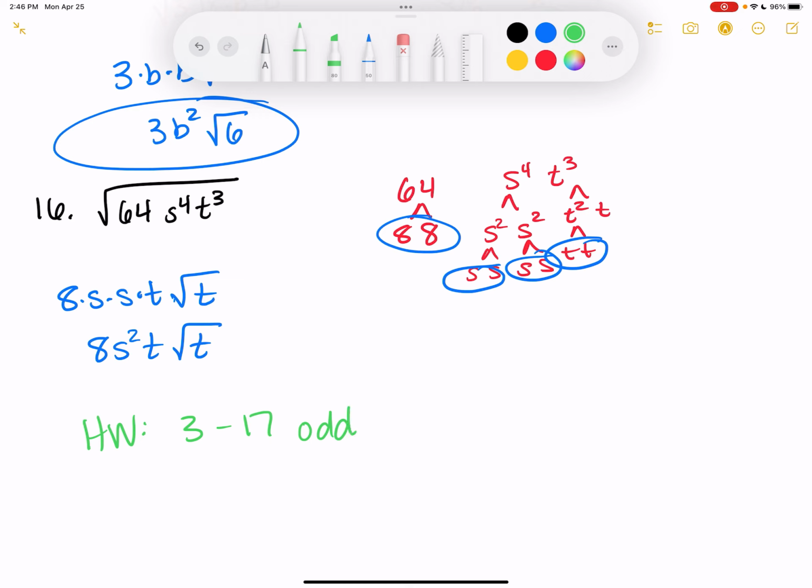Okay. I think I'm actually kind of comfortable with this. Yeah, I think I'm good with it.